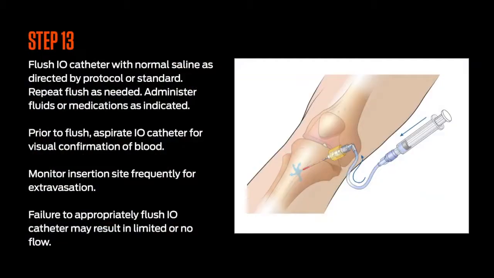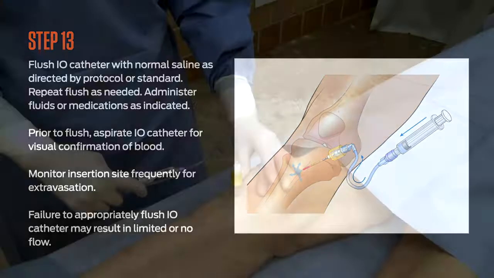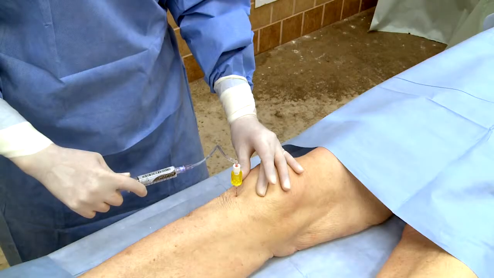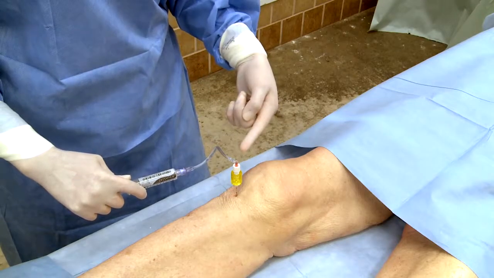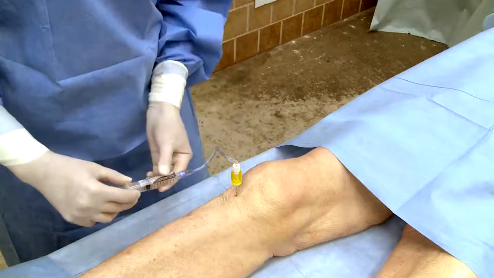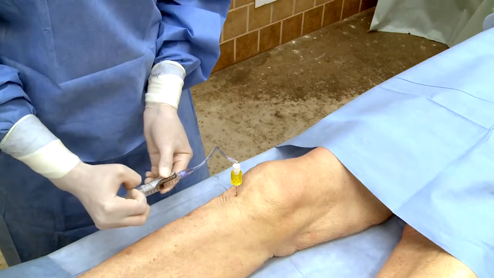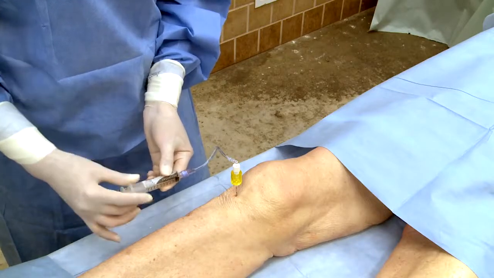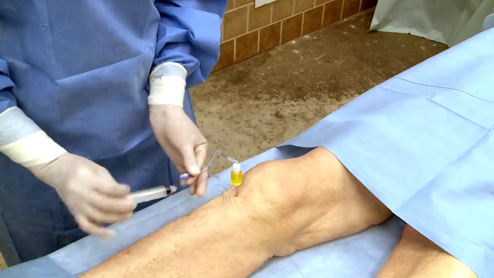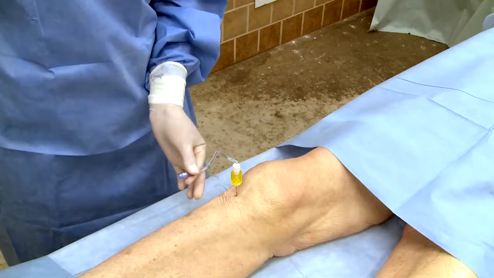Number 13. Flush the SAM-IO with normal saline as directed by protocol or standard. Repeat flush as needed. Failure to appropriately flush the SAM-IO catheter may result in limited or no flow. Once SAM-IO catheter has been flushed, administer fluids and medications as indicated. Caution: monitor the insertion site frequently for extravasation. Do not leave the catheter inserted for more than 24 hours.